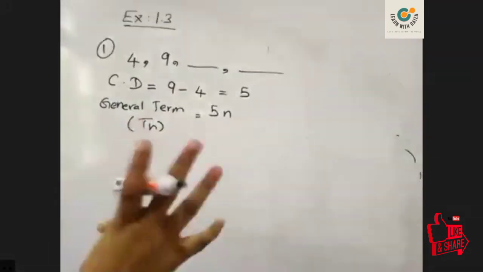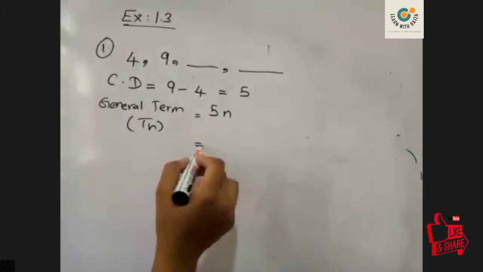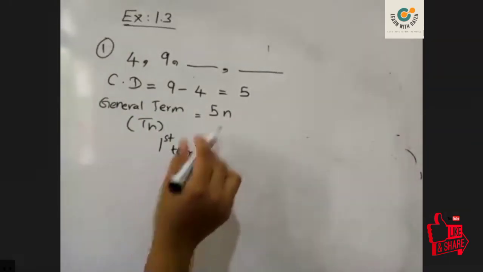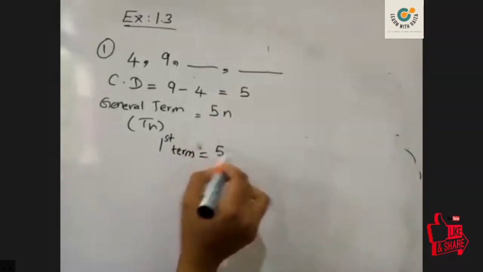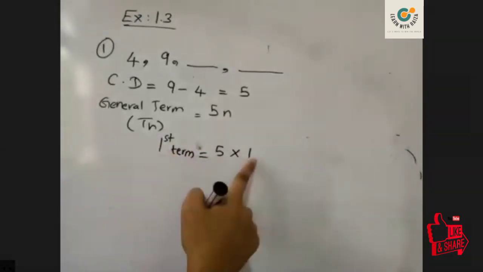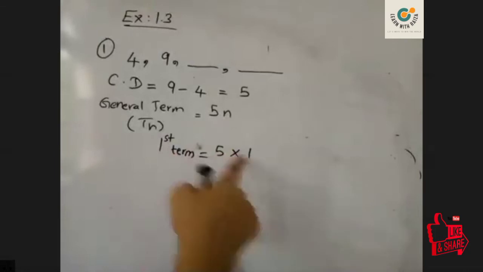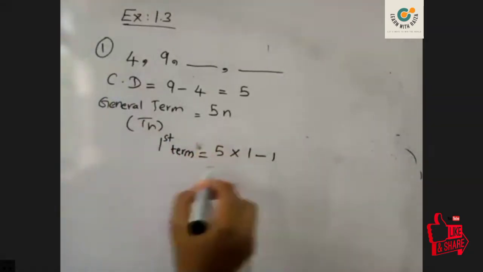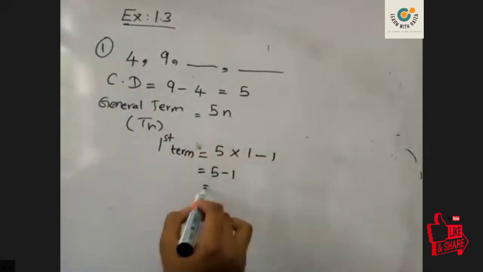So we'll do a small test. Let's take the first term. I can find the first term: 5 multiplied by 1, 5 times 1 is 5. But my first term is 4. So if I want to get 4, I have to subtract 1. That means 5 minus 1 is equal to 4.